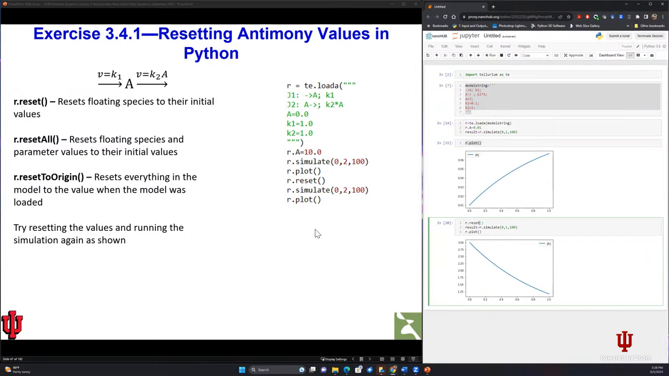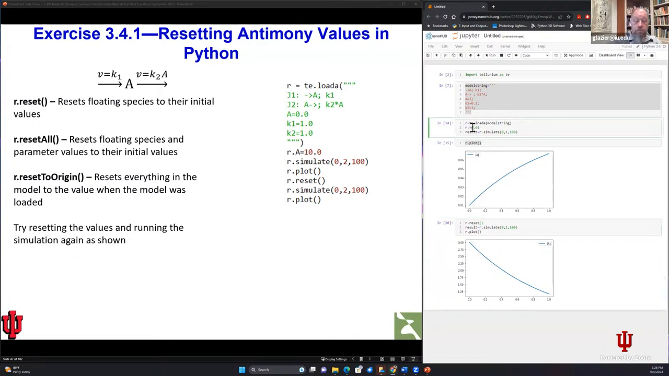Sorry, what's the difference between resetting it to its initial value versus the value when the model was loaded? Aren't they the same? Yes. The difference here is reset will only reset the value of A in this case. If I change the value of K1 and K2, reset all would also reset the value of K1 and K2. So suppose that here, instead of A, this were K1.